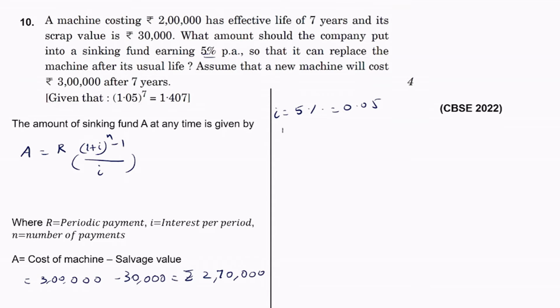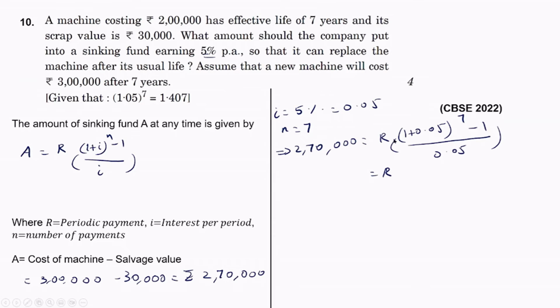It is 0.05 and N is 7. So using all these, we can find R. 2,70,000 equal to R into (1 plus 0.05)^7 minus 1, upon 0.05.